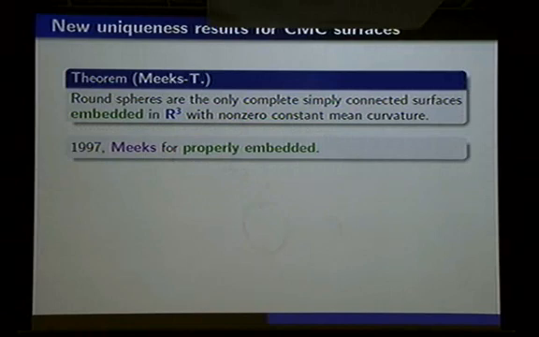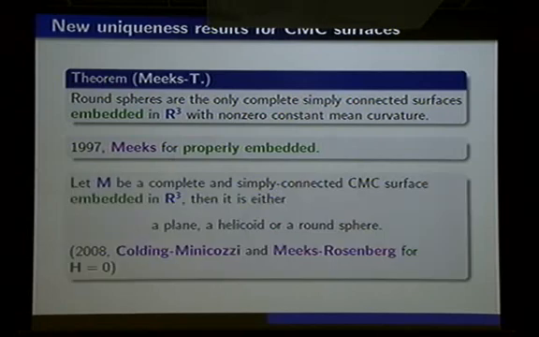And this was proven by Meeks for properly embedded. And so this result, together with the work of Colding-Minicozzi and Meeks and Rosenberg, who studied simply connected surfaces embedded in R3 with mean curvature 0, so minimal surfaces, together with their result proves that the only complete and simply connected CMC surfaces embedded in R3 are the plane, the helicoid, or round spheres.